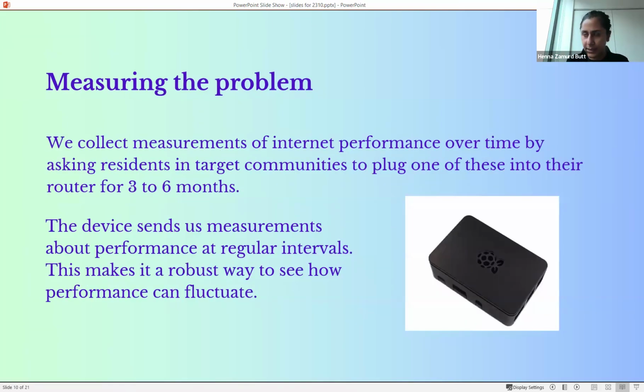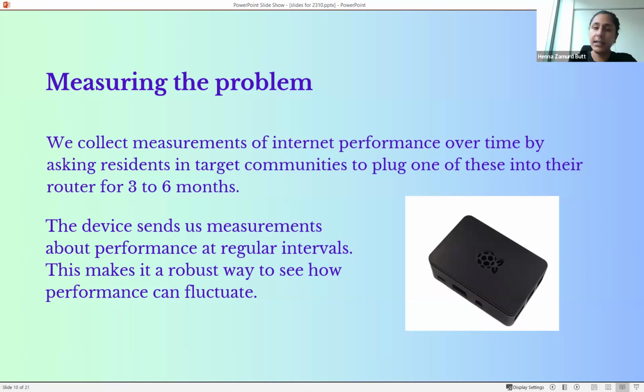Now, the way that we do this internet performance measurement is through the use of a Raspberry Pi, a picture of one there. We ask residents who want to take part in the study to plug one of these into their router for a period of 3 to 6 months. The Raspberry Pi takes measurements of internet performance over time at regular intervals, and then shares that information directly back with our research team.